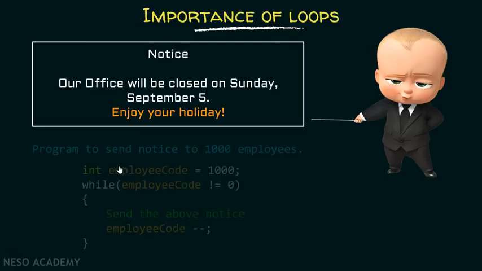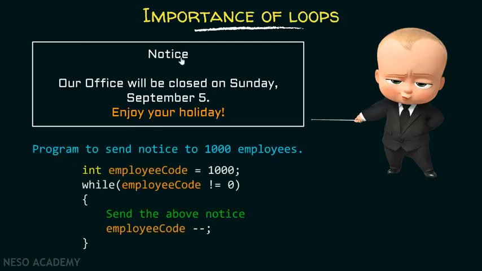Instead, if I write a program like this, which will automatically send this notice to all the 1,000 employees, then this would be better than sending this particular notice manually. Even if we want to send this notice through Gmail, we have to do a lot of work. But if we write a program that will automatically send this notice to all the 1,000 employees, that would be much better. We can do this with the help of loops. Here I'm writing a while loop which will send this particular notice to all the 1,000 employees very easily.